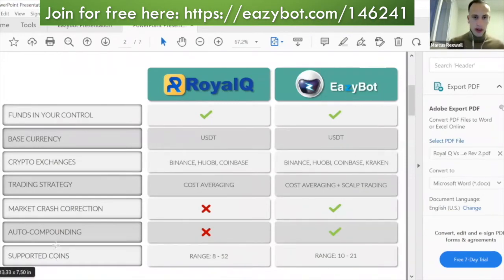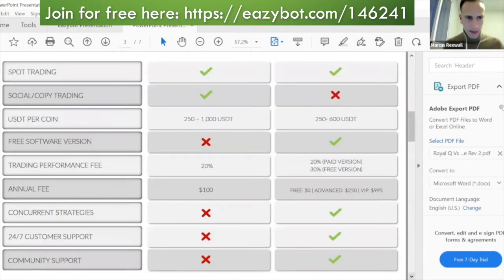Coins that are supported to trade with: RollQ has up to 52, from 8 to 52, and Eazybot has 10 to 21 currently. Spot trading, they have spot trading, both of them.